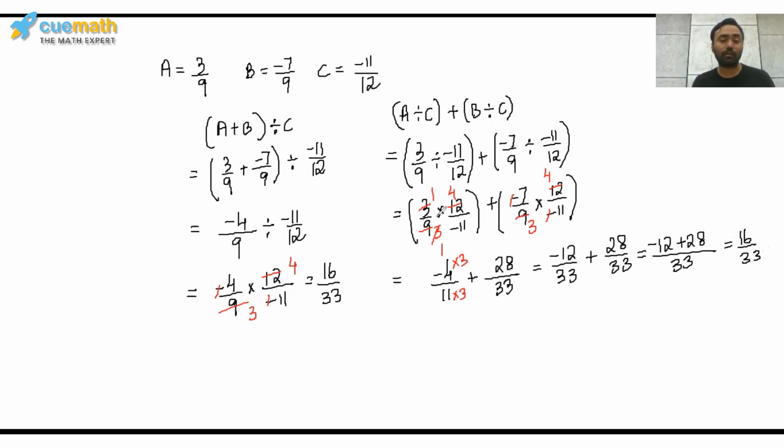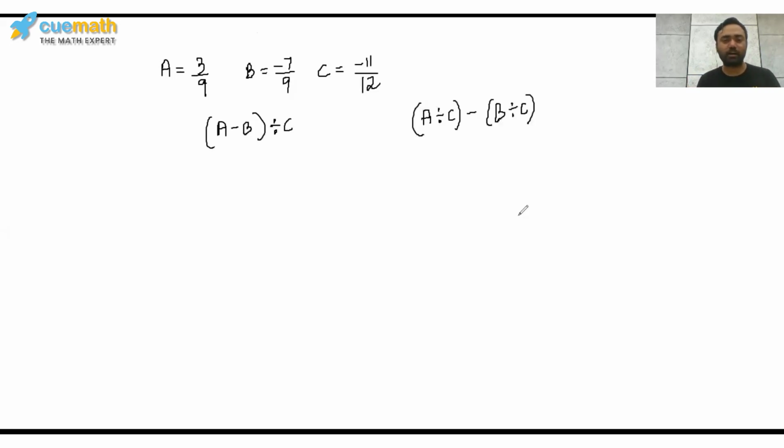Now from here, once we see the two values, we can conclude that a plus b whole divided by c is equal to a divided by c plus b divided by c. So basically we can say that the division of rational numbers is right distributive over addition. Let's check the same for the subtraction part.